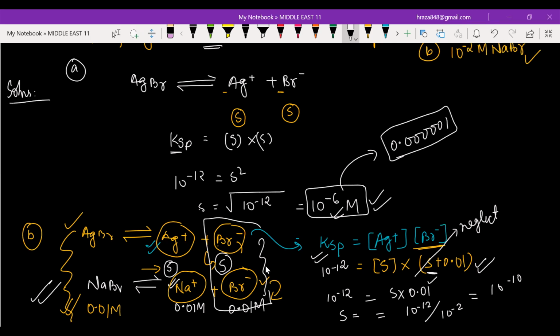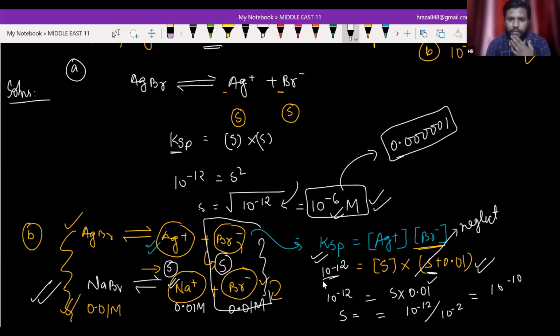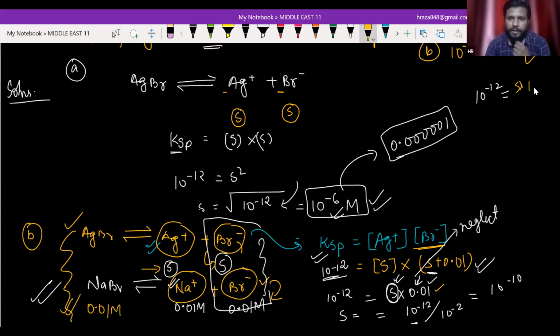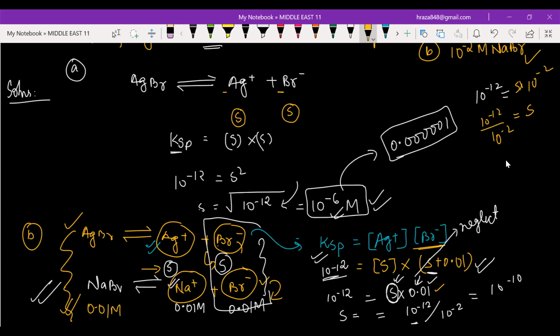Sir, how did we get 10 raised to the power minus 12, why not 10 raised to the power minus 6? I just kept S on this side and divided by this side. KSP has a value 10 raised to the power minus 12, right? And this will be equal to S into, I'm going to write 0.01 as 10 raised to the power minus 2. So if I am keeping S on the left hand side, the right hand side will be divided by 10 raised to the power minus 2.